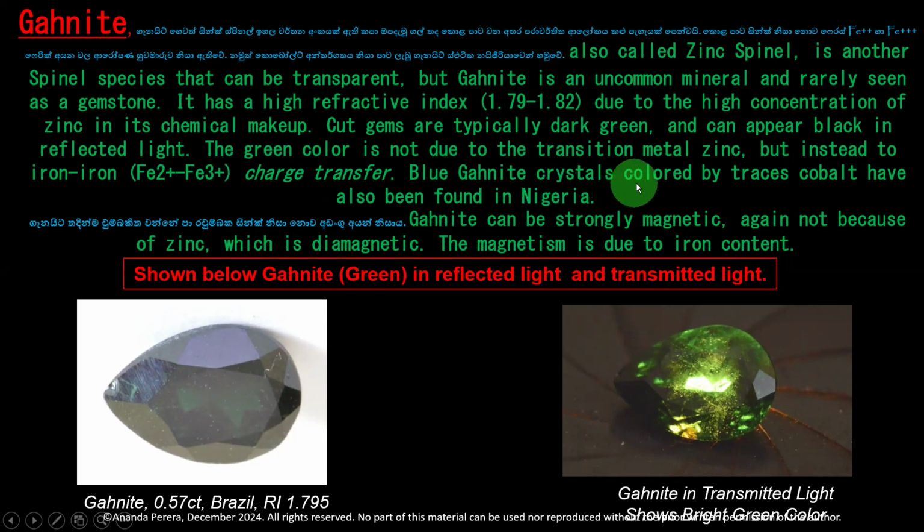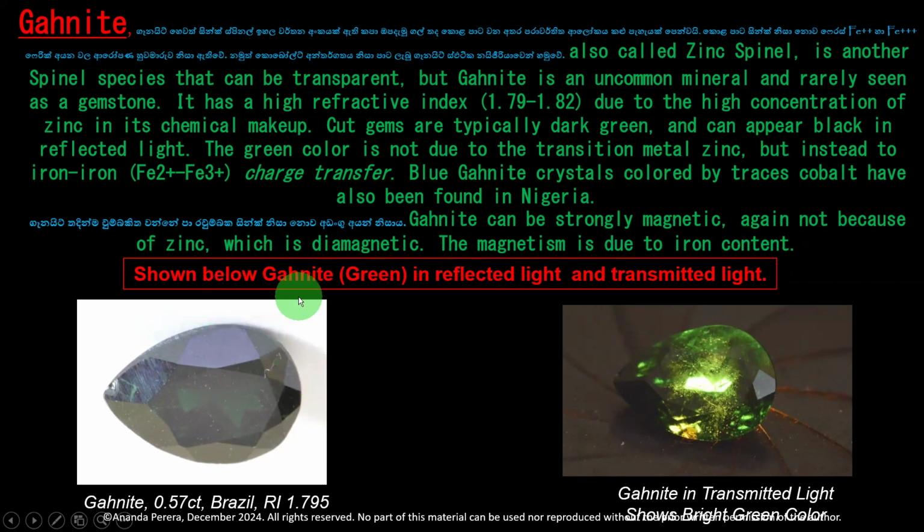Blue gahnite crystals colored by traces of cobalt have also been found in Nigeria. Gahnite can be strongly magnetic. This gem is strongly magnetic. A magnet can attract these gemstones. Again, this is not because of zinc, which is diamagnetic. Zinc is not a magnetic metal, but iron is magnetic. So the magnetism is due to the iron content in the stone.